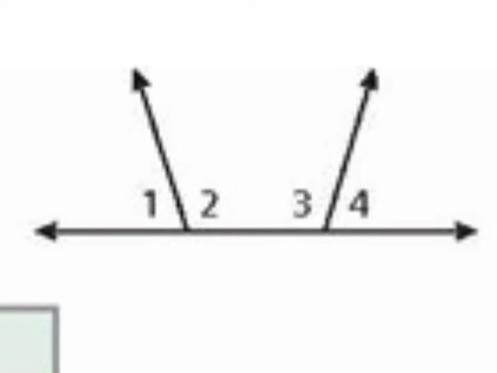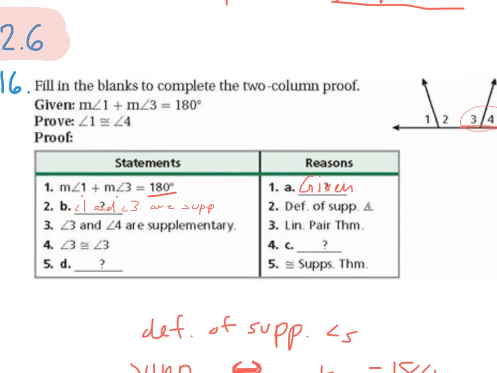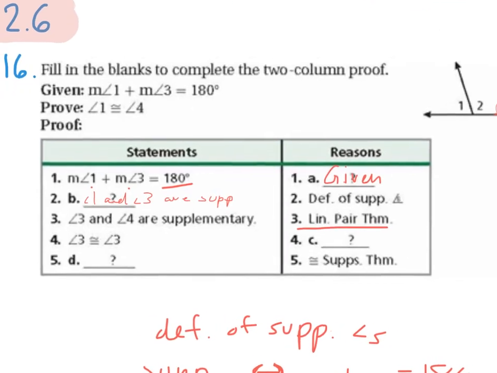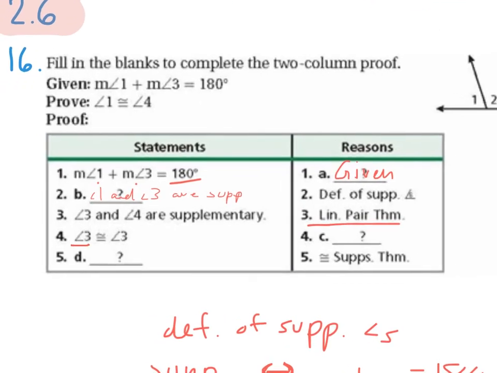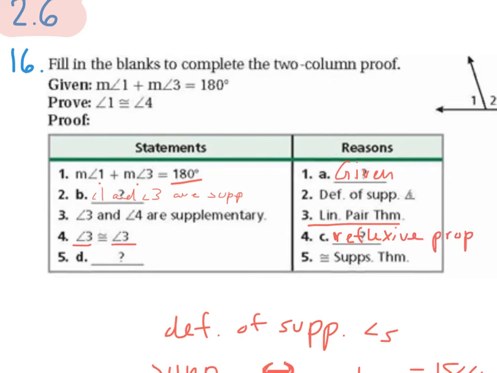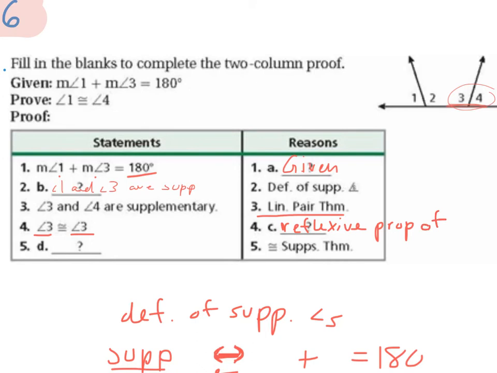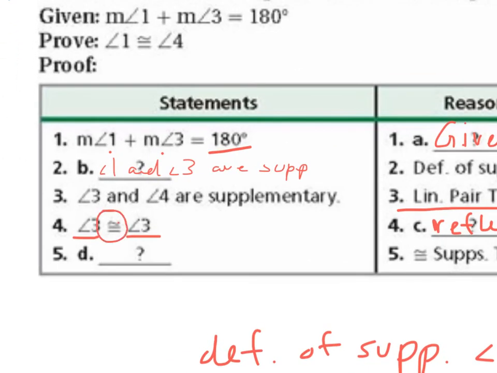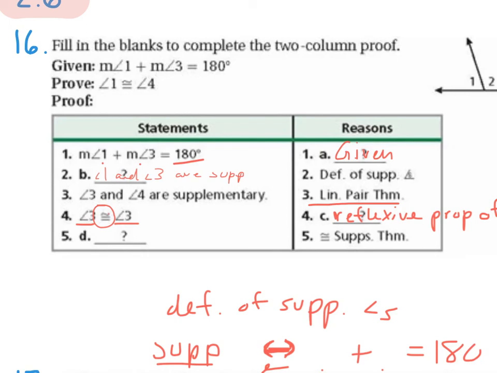Now we see here that angle 3 and angle 4 form a linear pair. So we know that angle 3 and angle 4 are supplementary because of the linear pair theorem. Now we have angle 3 is congruent to angle 3. This is the same angle, it's congruent to the same angle, so this is reflexive property of congruence. Because we're dealing with the congruent sign in the middle, so reflexive property of congruence.